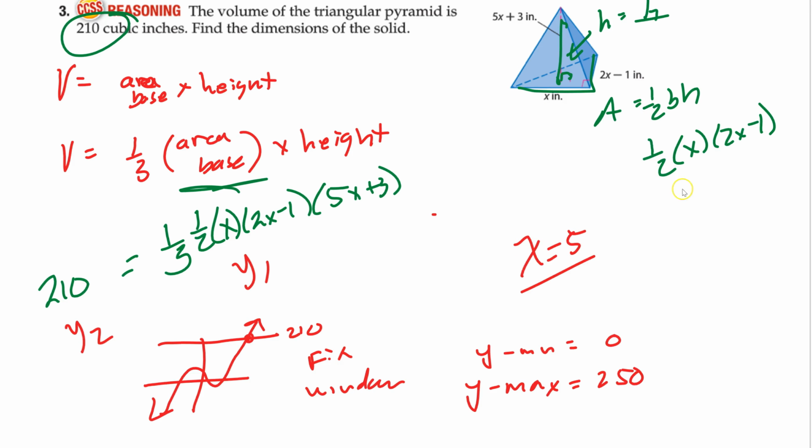And actually the question is what's the dimensions? So it would be 5, 5 times 2 minus 1, so it's 9, and then 5 times 5 is 25, plus 3 is 28. So those are the dimensions. So anyway, that's the lesson.